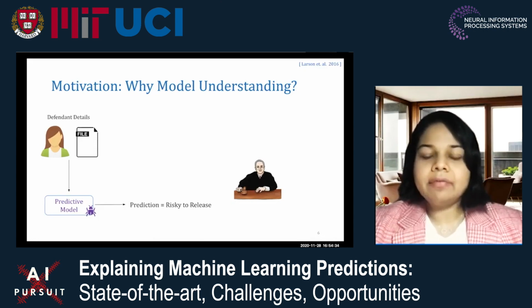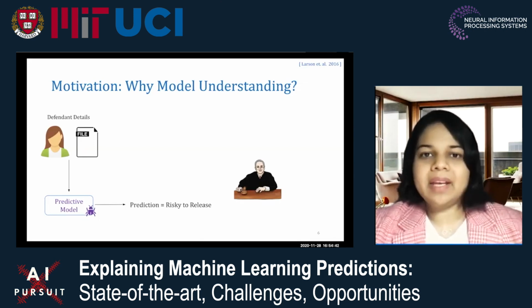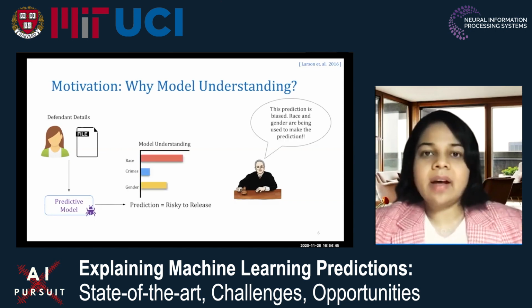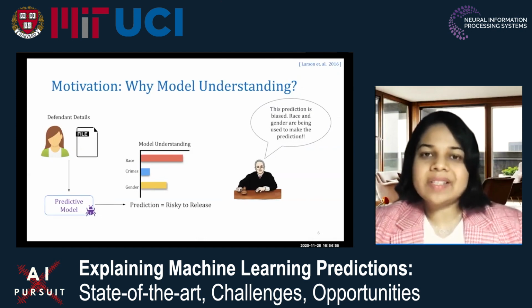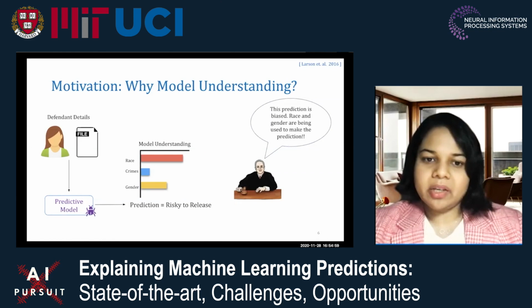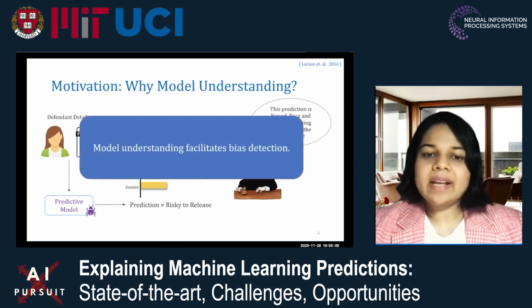On the other hand, if we provide a deeper understanding, for example, if we tell the judge what are the important features that the model is using when making this prediction, and in this case, that happens unfortunately to be features like race and gender, the judge might realize very quickly that this prediction is biased because the model is using features like race and gender when making this prediction. And the judge will most definitely disregard this kind of a prediction and will make his own decision in this particular case. So in this scenario, model understanding is facilitating bias detection.